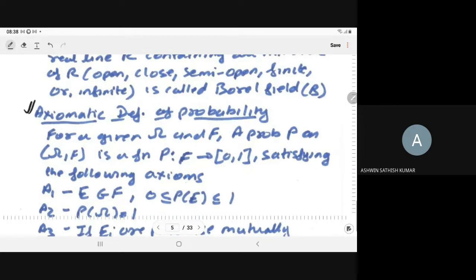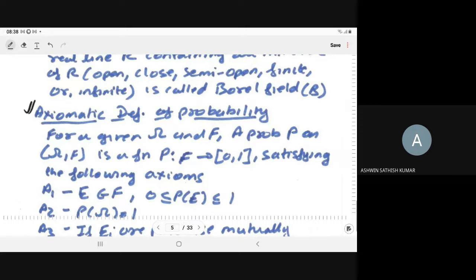So now we can define the probability with the axiomatic approach. So the axiomatic definition of probability is the most acceptable definition of probability. So you know what the axiomatic is? What is an axiom? An axiom is a statement which is always true and need not require a proof.